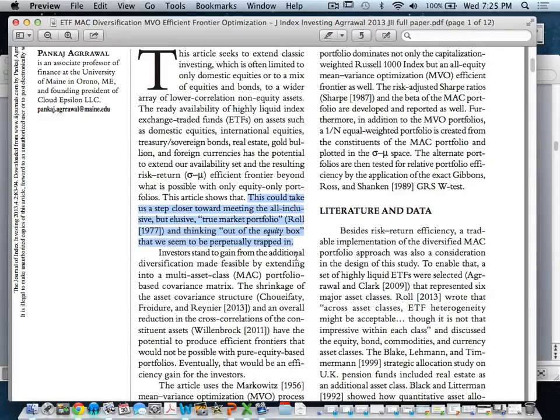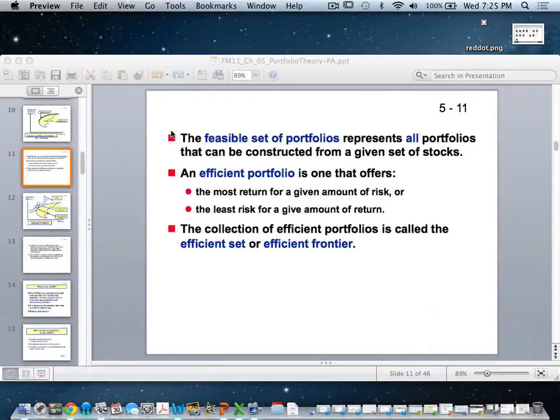Investors stand to gain from the additional diversification made feasible by extending into a multiple asset class portfolio-based covariance matrix, and then other stuff. But anyway, that was just to show you that part there.